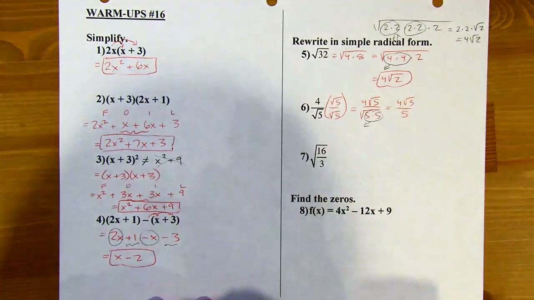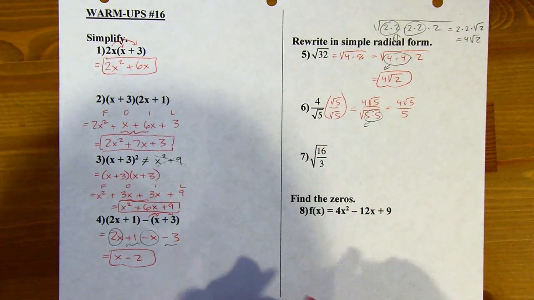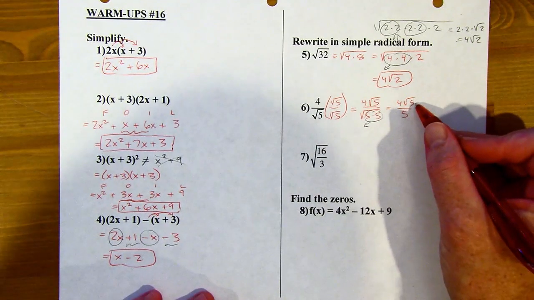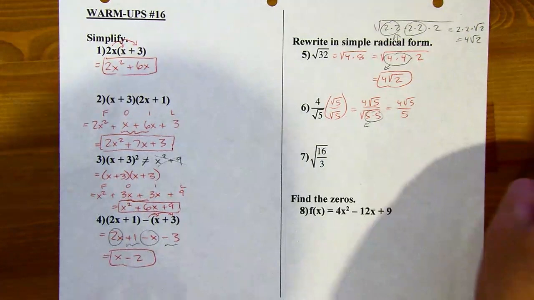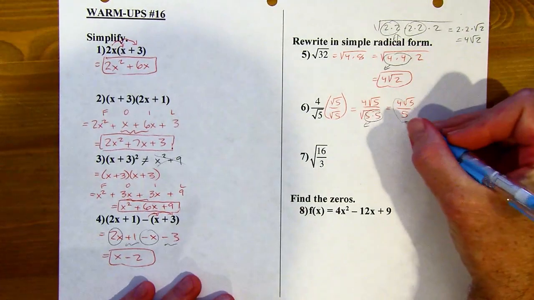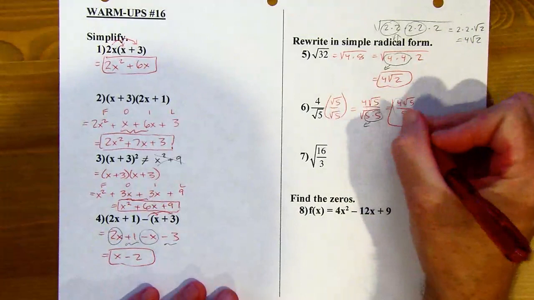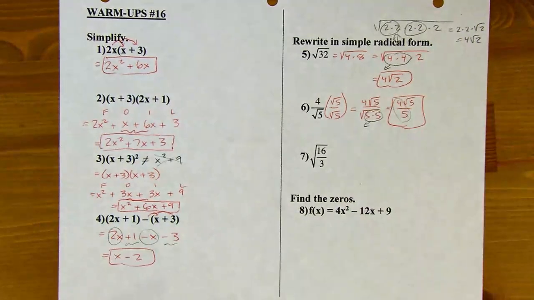So I'm going to have it look like that. Okay. And then I'd also want to think about reducing. Some people will try to reduce the 5's, but one's in a radical and one isn't. So I do want to make sure I check out this part, but that's already reduced. 4/5 is reduced. So this is finished. It's in simple radical form.